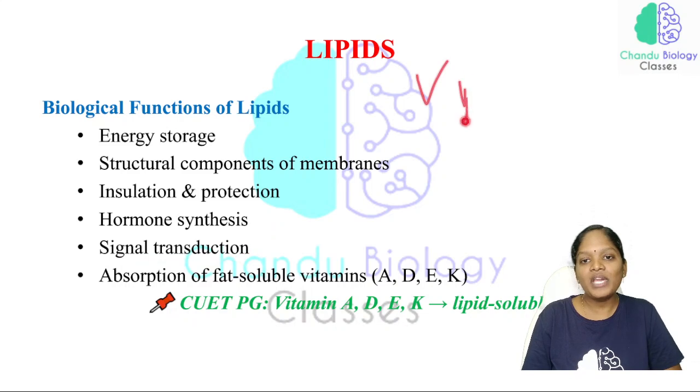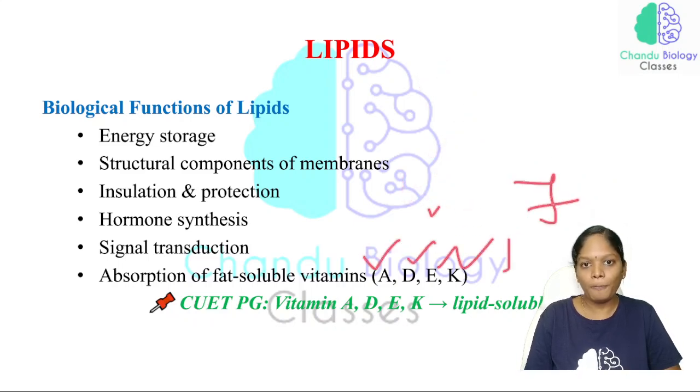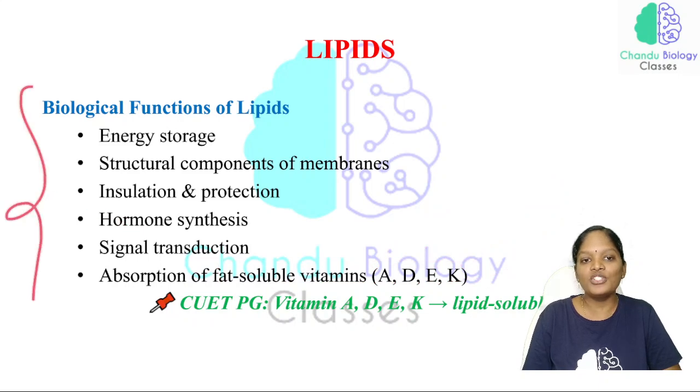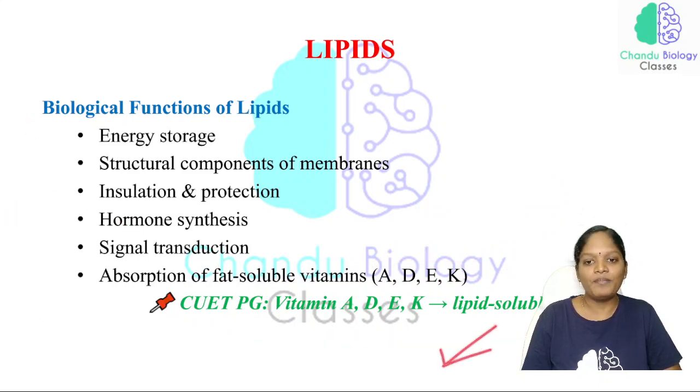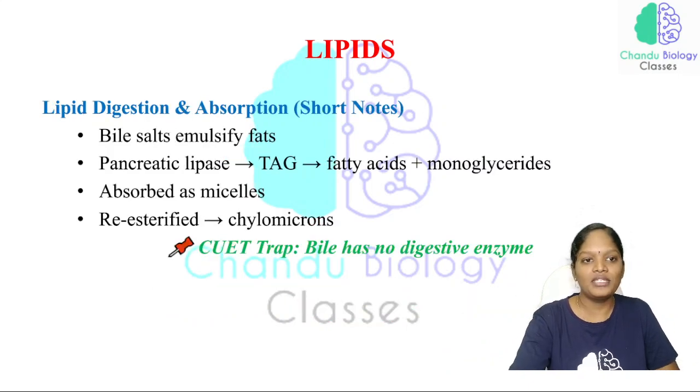And in the vitamins, we are having 2 types of vitamins. One is water soluble vitamin and another one is fat soluble vitamin. And the fat soluble vitamins are A, D, E, K. So all these fat soluble vitamins are absorbed with the help of these lipids. So all these were the functions of the lipids. This can be expected in the exam. So A, D, E, K will come under the lipid soluble vitamins, and B and C will come under the water soluble vitamins.